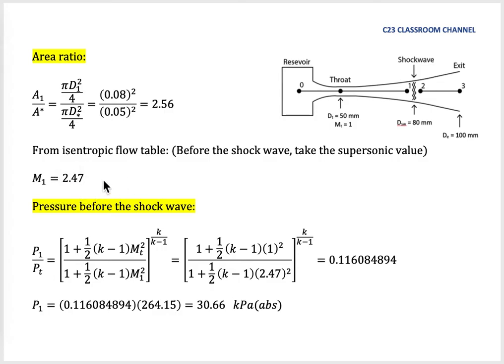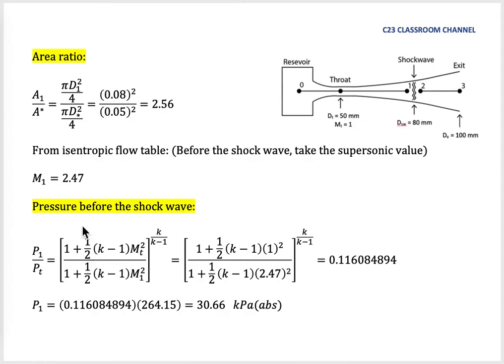Here, you might have possibilities to have two values. So please take the supersonic value, because we are sure that point 1 here is the point before the shock wave, and at this point the Mach number must be greater than 1. So we took M1 as 2.47.